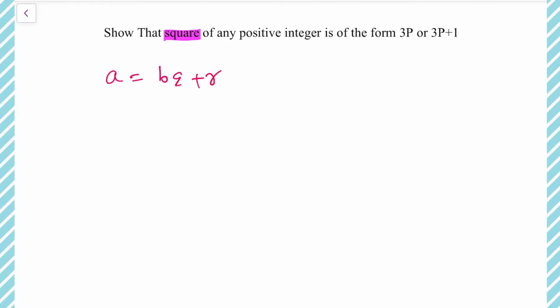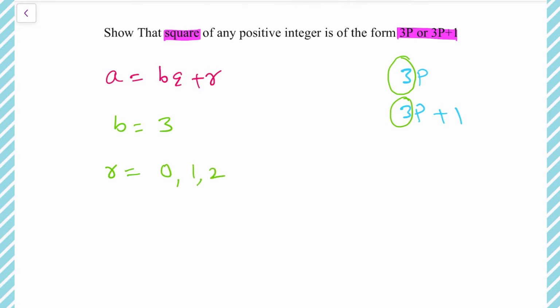Now if we observe the given question clearly, 3p or 3p plus 1. From these two cases we can conclude one thing, that 3 is the divisor. So b value is given as 3. Now if b value is 3, then what are the possible remainders? Possible remainders are always less than the b value. So our possible remainders are 0 or 1 or 2.